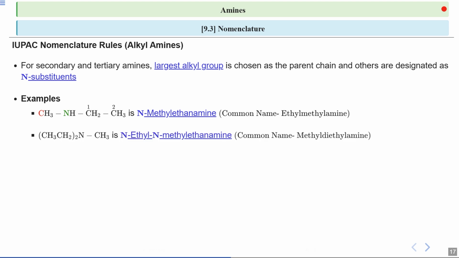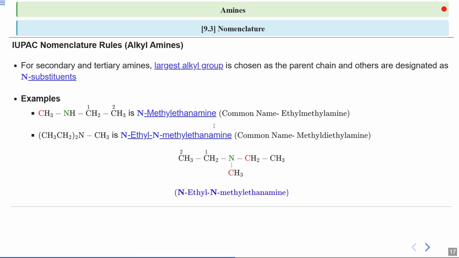Take one more example. If you look at this example, to this nitrogen, 1 methyl group and 2 ethyl groups are directly attached. First I will see the parent chain. I can select either this as the parent chain or this, both are the same. So I will do the numbering 1, 2. So this will be ethane amine, that is, the E of ethane will be replaced by the word amine.